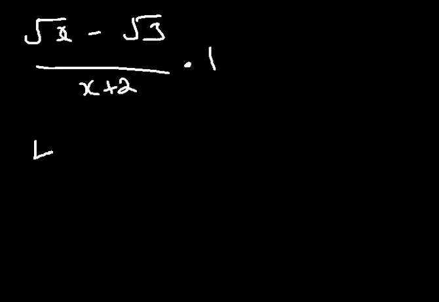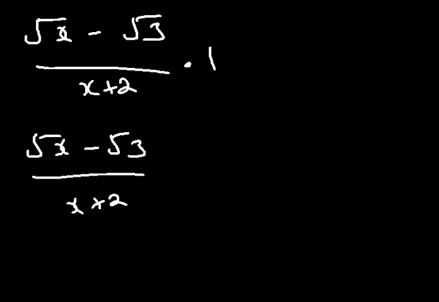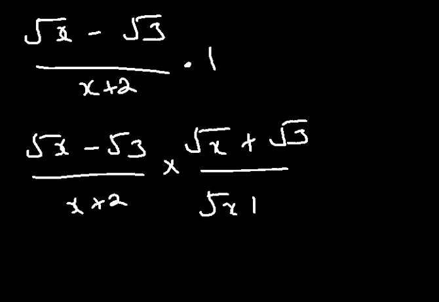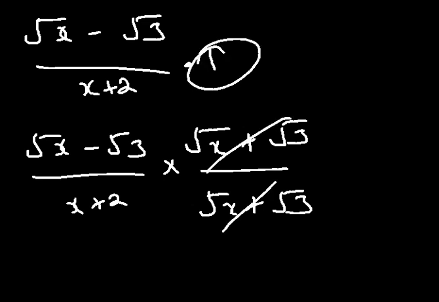We'll have the square root of x minus the square root of 3 divided by x plus 2, and times now the conjugate, the square root of x plus the square root of 3 divided by the square root of x plus the square root of 3. As you have to understand, this fraction is the same on top and bottom, corresponding to 1. That's why we are multiplying by 1 there, because nothing is changing. So keep that in mind.